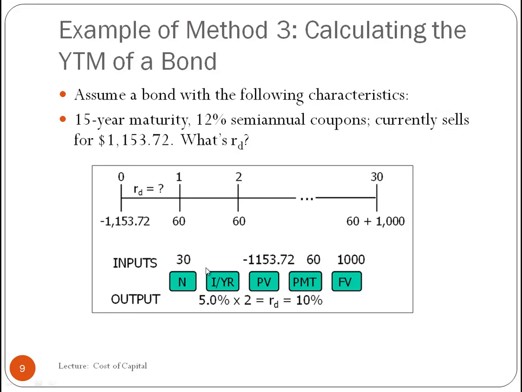So we can plug these numbers into our yield to maturity equation, and we have 30 for N. We're trying to find I over Y R. We know the present value, we know the payment, and we know the future value. So we get an output of 5%, and this is for semi-annual. We multiply it by 2 for the year, and we find that the cost of debt is 10%.